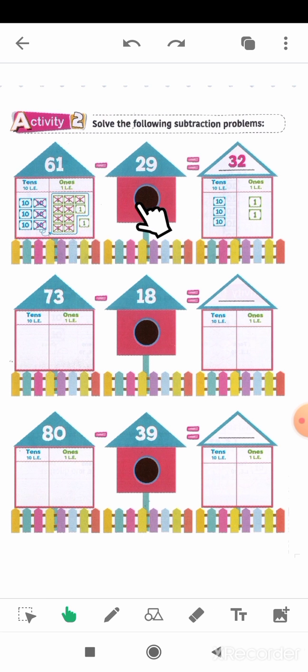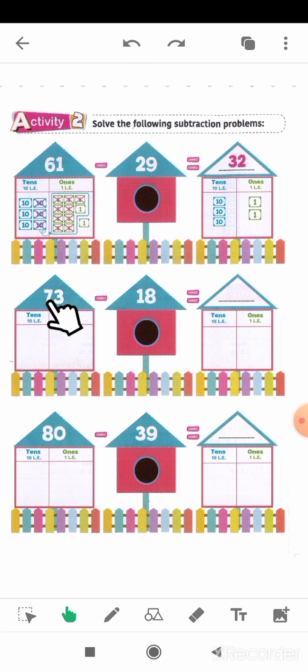In this example, we have 61 minus 29, and the result will be 32. How to solve this problem? I have 6 tens, 1, 2, 3, 4, 5, 6, and I have only 1 one. I take 9 ones from 1 one, so I can't. So I take 1 from here and make it 10. Let's see an example to understand.